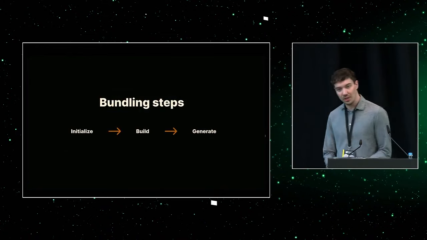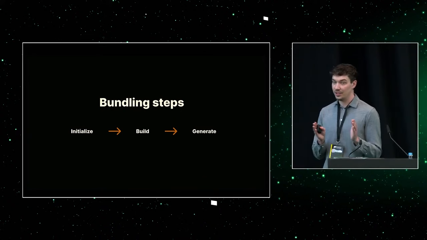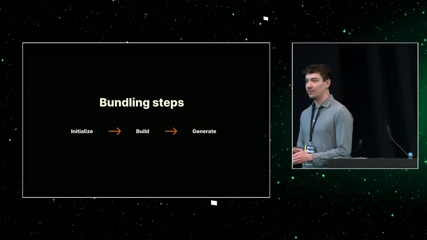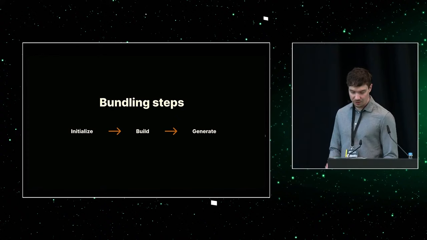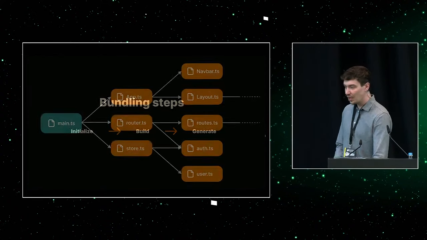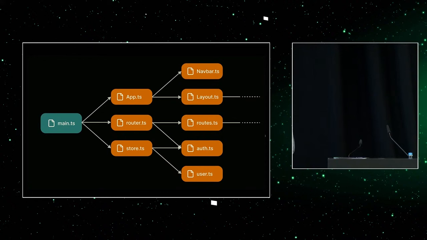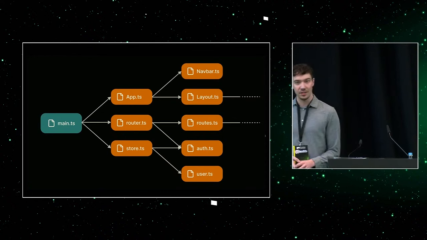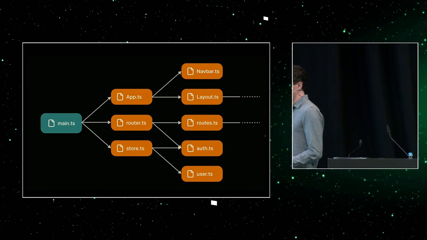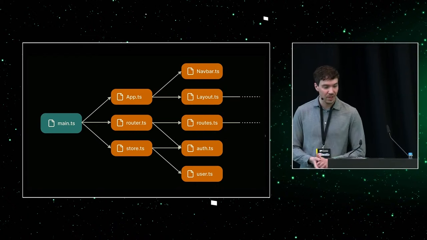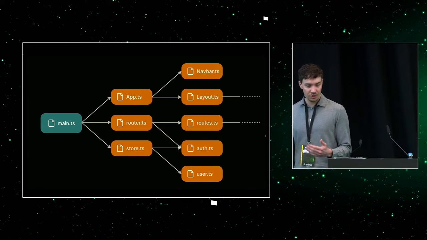We can look at the bundling process in three phases: the initialize phase, the build phase, and the generate phase. During the build phase is where tree shaking is happening. If we look at a typical front-end file tree, you have your main TS file, and at the top you have a reference to another file, for example an app.ts file, or your router, or your state management, and that file also has a reference to another file, and so on.